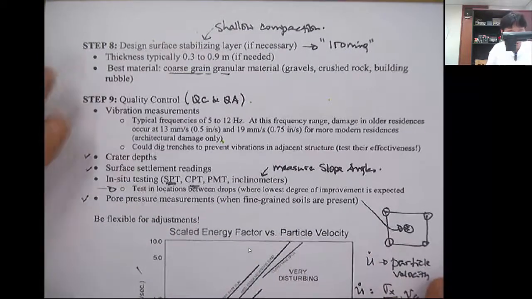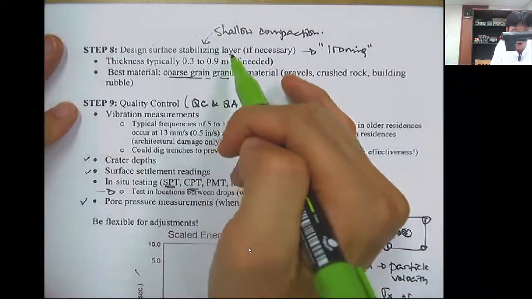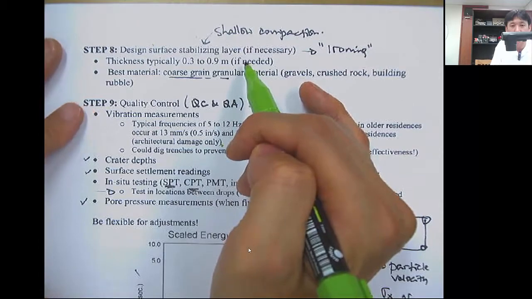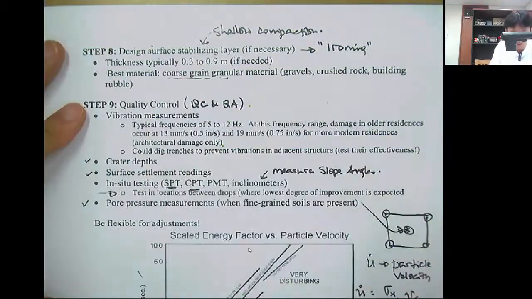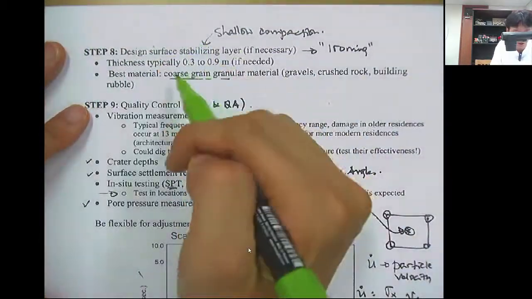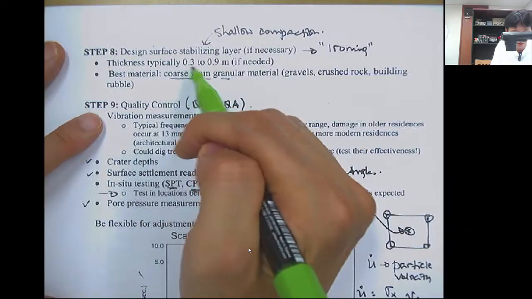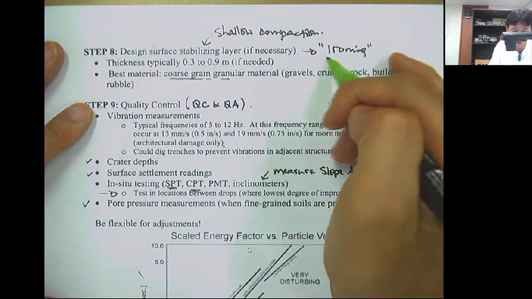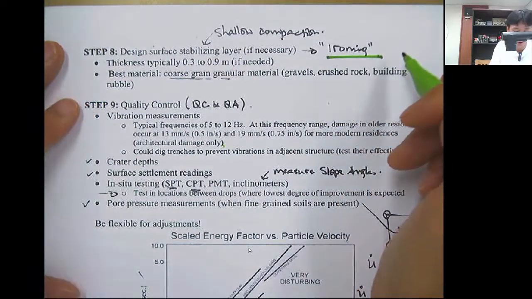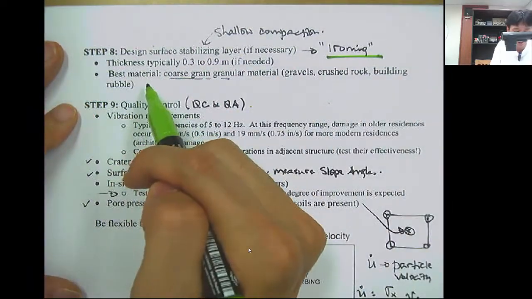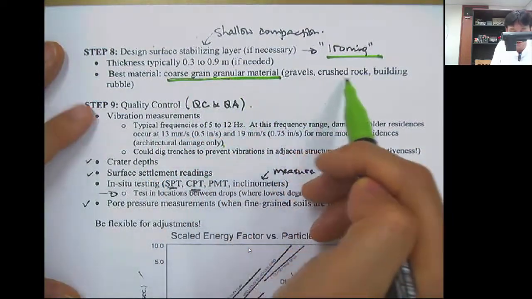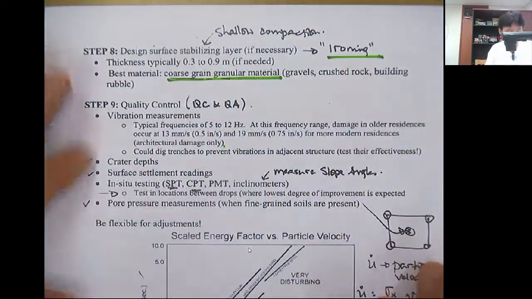So then finally you design the surface stabilizing layer. You have to backfill the craters, and then apply some fill less than 1 meter and do some ironing with a shallow compactor. For this ironing phase, you can use coarse grained granular material, gravel, crushed rock, and building rubble.